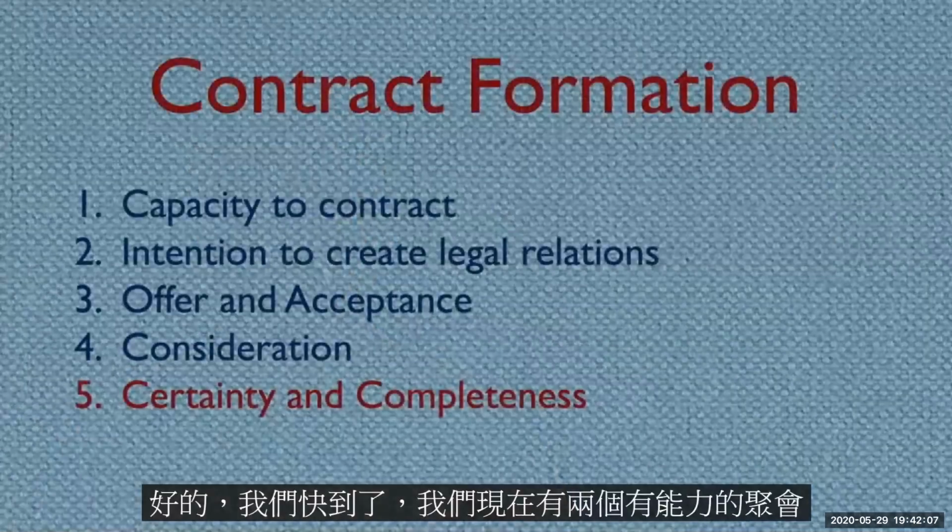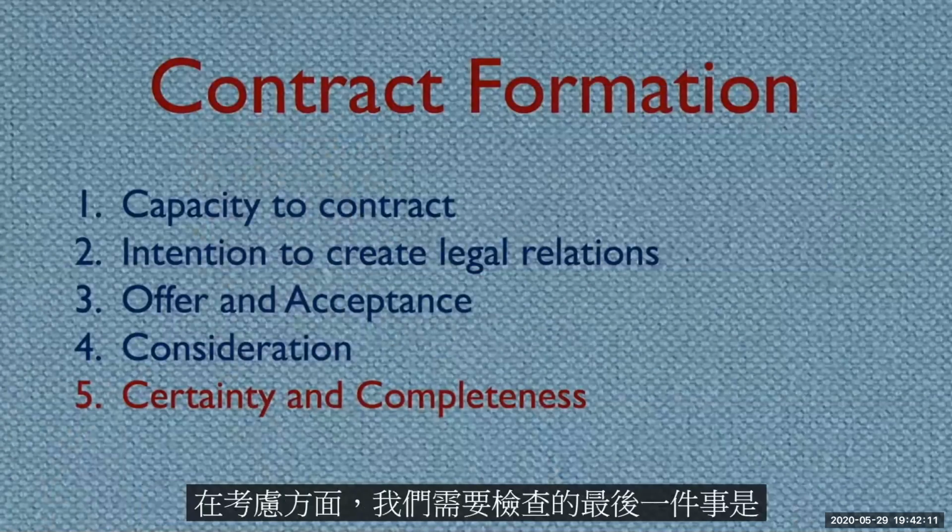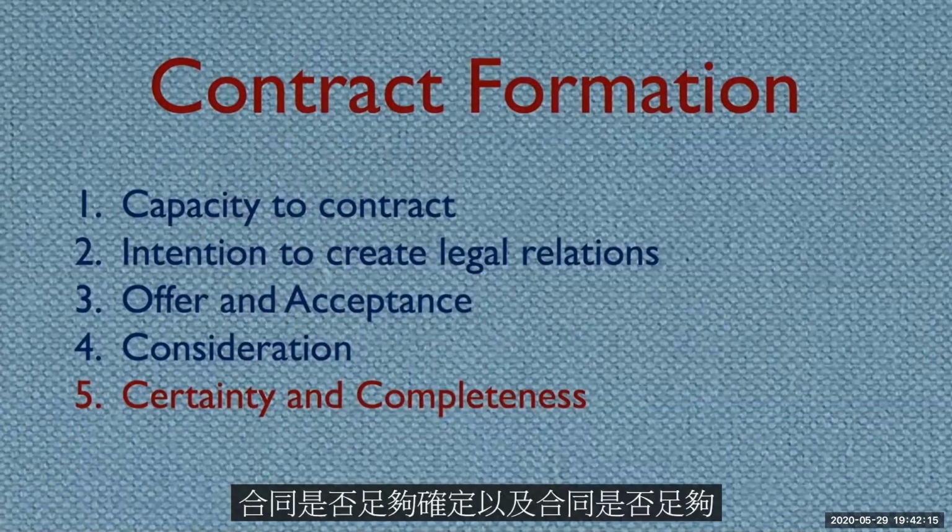Okay, we're nearly there. We now have two parties with capacity. They intend to create legal relations. There's offer and acceptance, and both sides have given consideration. The final thing we need to check is whether the contract is sufficiently certain and whether the contract is sufficiently complete. Let's start with certainty.